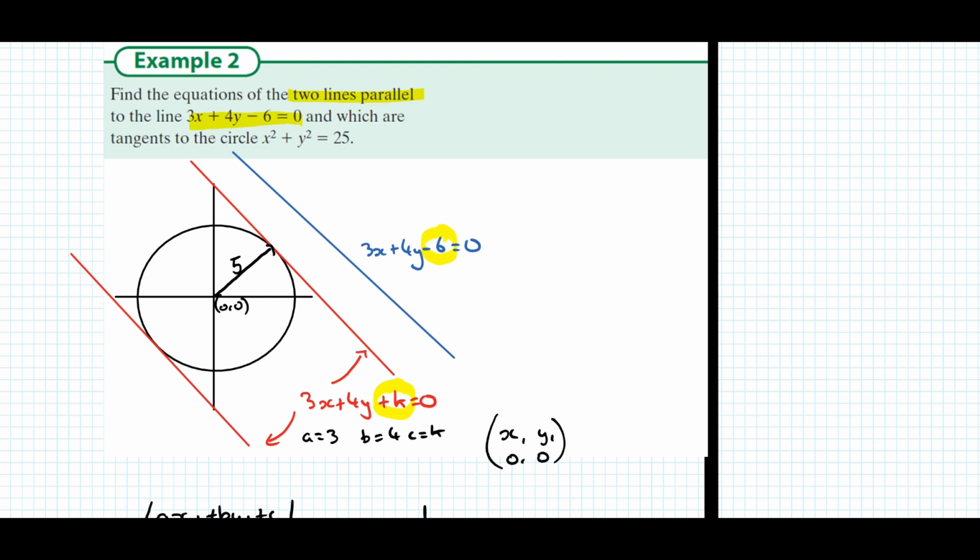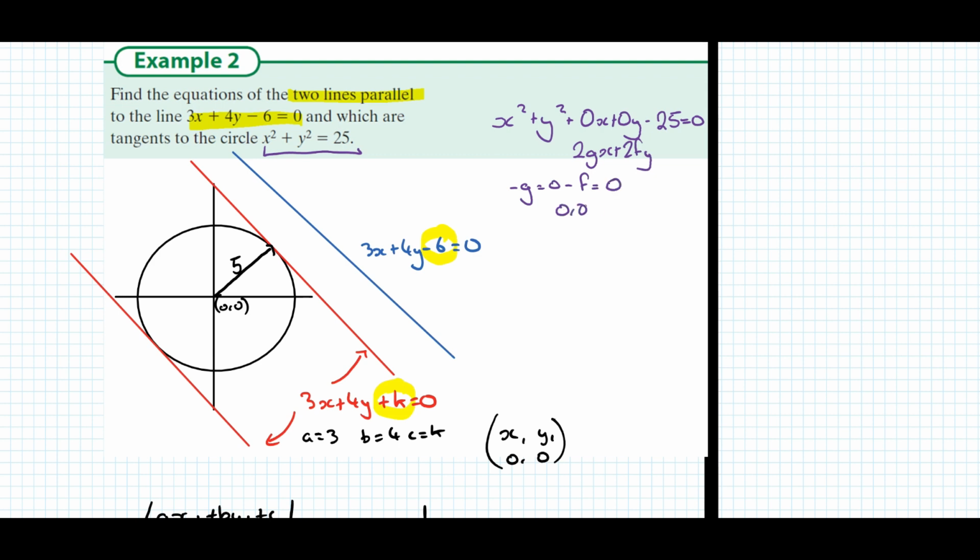And which are tangents to the circle. Okay, well, what else do we know about this circle? This circle is really interesting. It's x squared plus y squared plus 0x plus 0y minus 25 is equal to 0. You might remember from the very first video that this is 2gx plus 2fy, so minus g is going to be 0, and minus f is going to be 0 as well.